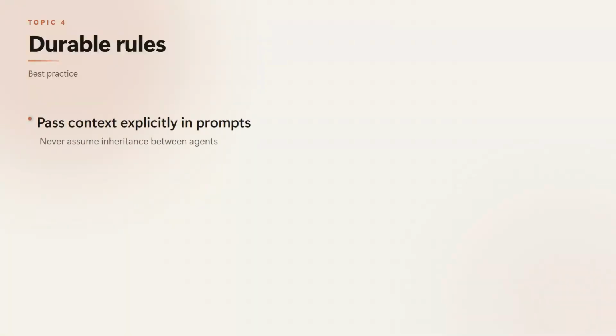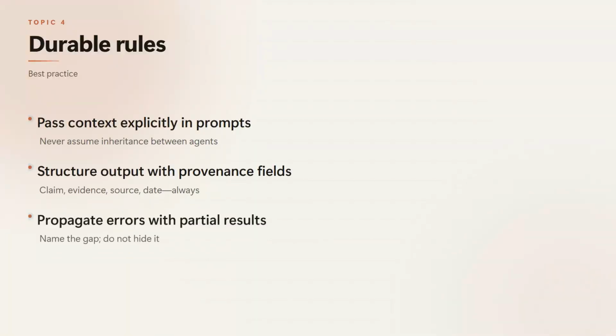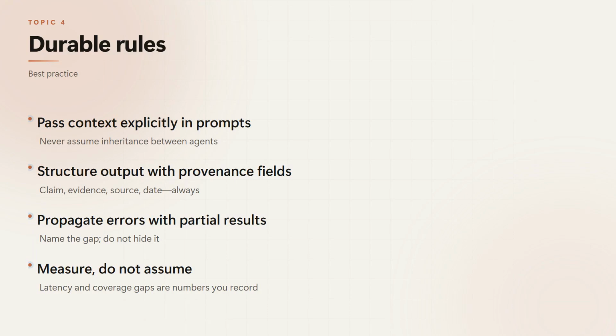The durable rule is that multi-agent systems require explicit context, structured output, and error propagation that preserves partial work. When the author rejects relying on inheritance, the reason is that it bypasses the control you need for auditability. Every claim must trace to a source, and you cannot do that if you do not know what each subagent received. This holds whether you are building for an exam or for a production system next year.